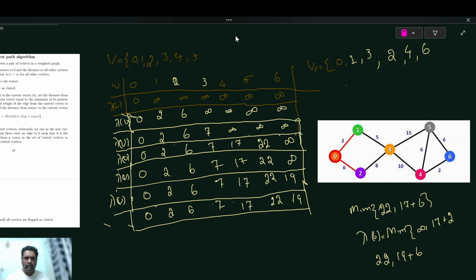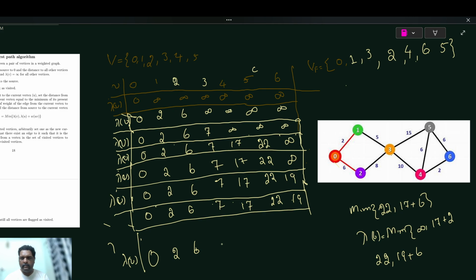We mark 5 as our current vertex, and 5 is added to the visited list, and we calculate the value of lambda one more time. It's our last calculation of lambda, since the algorithm ends when all the vertices are flagged as visited. So this is our final set of values of lambda. The value of lambda of v for vertex 0 remains 0 since it is not adjacent to vertex 5. Vertex 1 it is 2, vertex 2 it is 6.